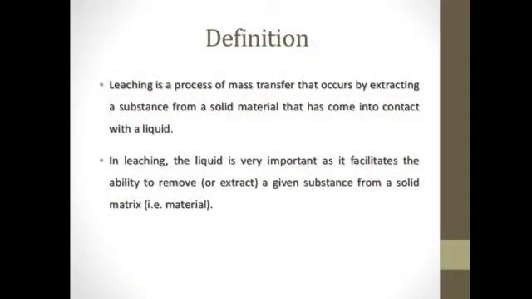Next, chemical method or leaching. What is leaching? Leaching is a process of mass transfer that occurs by extracting a substance from a solid material that has come into contact with a liquid. In leaching, the liquid is very important as it facilitates the ability to remove or extract a given substance from a solid matrix.